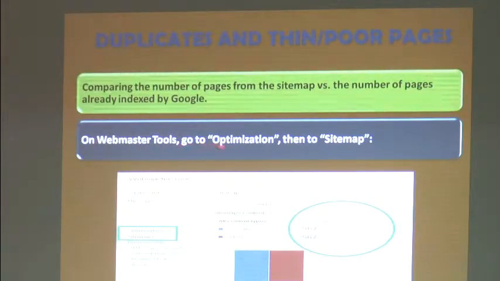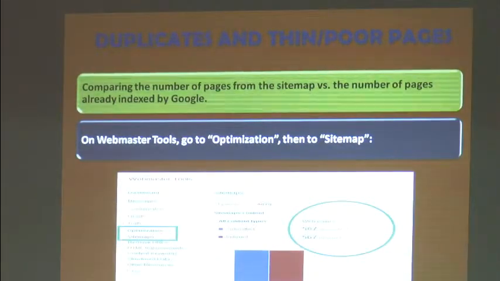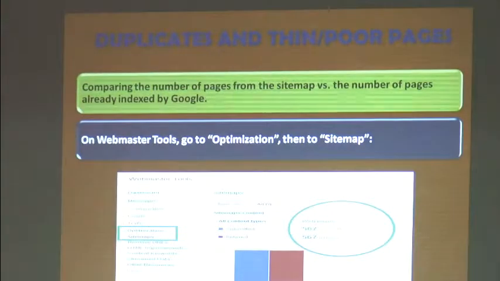Now in the Webmaster Tool, go to optimization and then to sitemap. Here is what we are talking about, optimization and then sitemap. Now this is what it is going to show: all submitted is how much? 567 submitted. Indexed is 567.